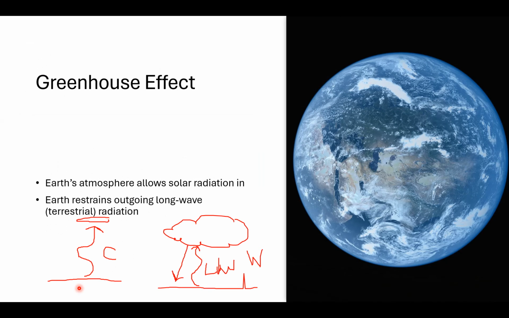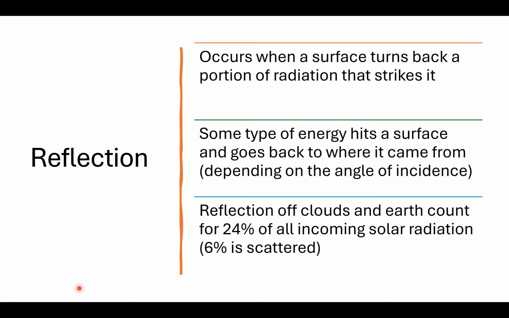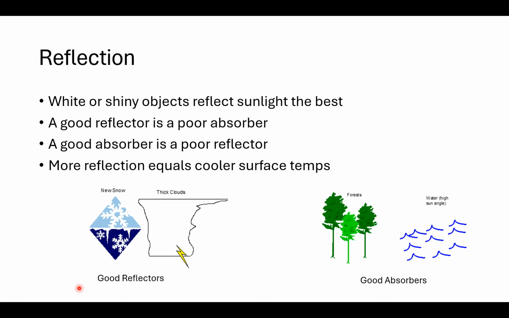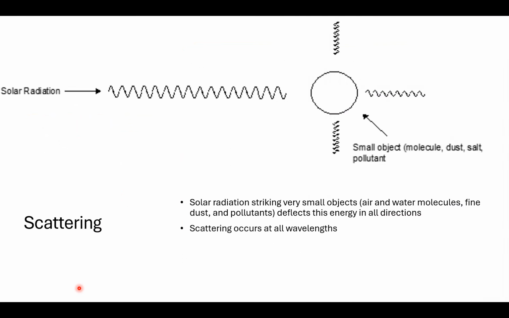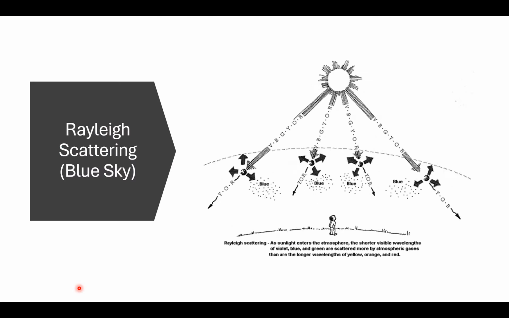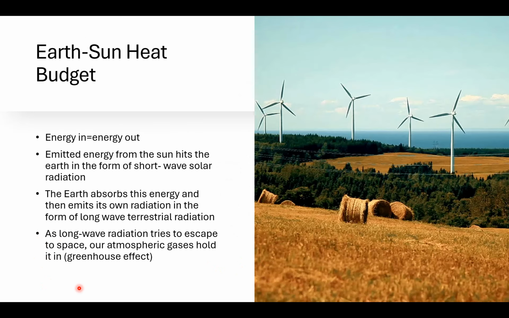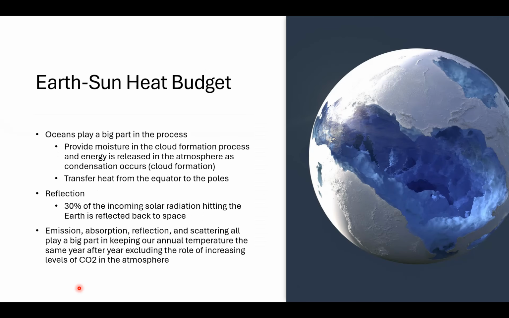We talked about the greenhouse effect again, and how it keeps the Earth habitable and sends back some of the longwave radiation back to Earth. We talked about the difference between temperatures on a cloudy night versus a clear night. And then we talked about reflection, some good reflectors, good absorbers, and then we talked about scattering and why scattering is important. Well, scattering is important because it really explains why we see the sky as blue. It also helps us understand why clouds appear white to us, or why we have hazy skies. So I really hope you got a great amount of information out of this training today.